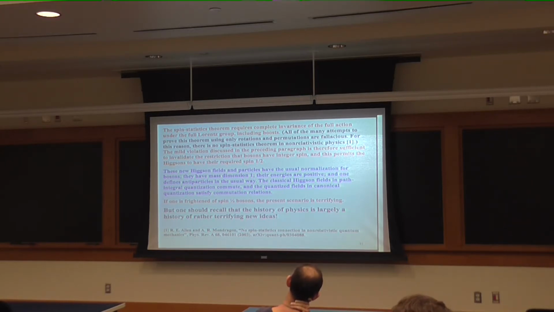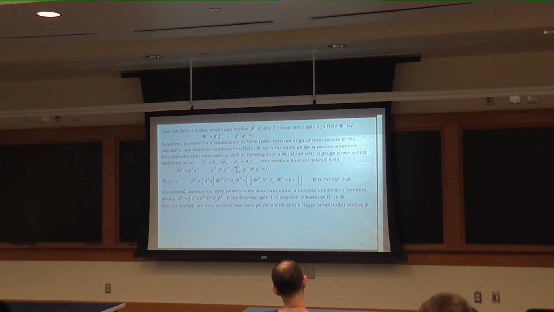So the comment is, if you are frightened of spin-1/2 bosons, and this present scenario is terrifying, the history of physics is a history of terrifying new ideas. We can begin with the Earth moving around the sun, and we can go to all the relativity and the twin paradox and everything. So the point is we have to agree with experimental observation, and we have to be mathematically consistent, but we don't have to agree with our prejudices or what we've seen at lower energies in different sectors. So these are spin-1/2 bosons, and they're put together to form the amplitude modes.